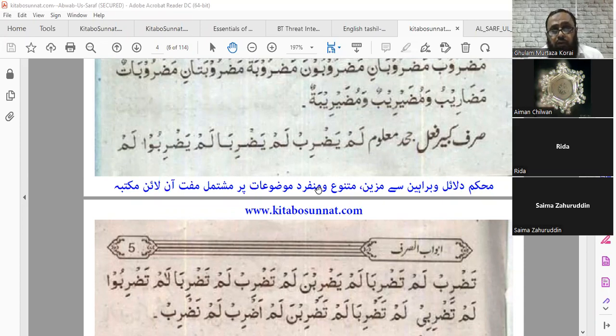Then we talked about two more sigas: jama muzakkar ghaib and jama muzakkar hadir, because they have a noon at the end, like yazribuna and tazribuna. When lam enters into them, the last noon is dropped. So it becomes lam yazribu and lam tazribu. So five plus four is nine, and plus two. How many sigas are there now?